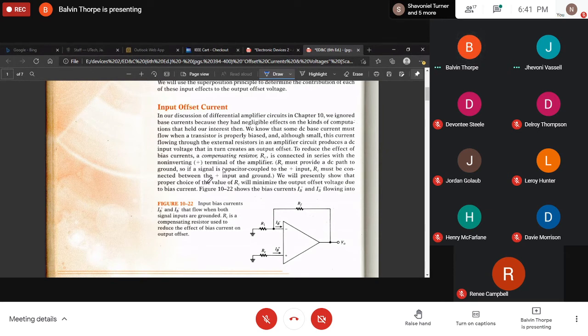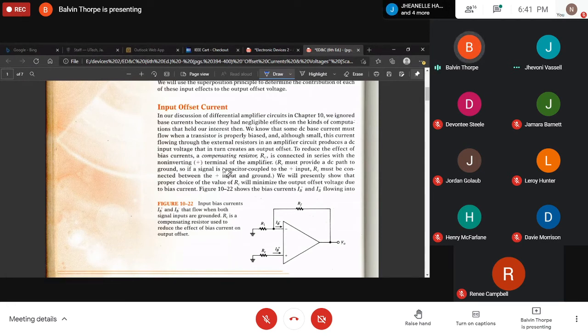Now, based on what we just said, we want to reduce this or get rid of it. So, starting again, it says to reduce the effect of bias current, a compensating resistor called RC is connected in series with the non-inverting input terminal of the amplifier. RC must provide a DC path to ground.